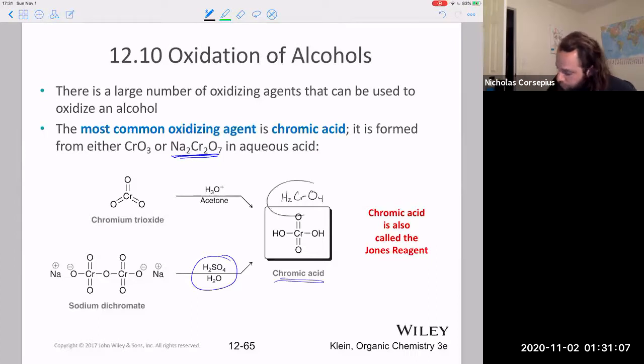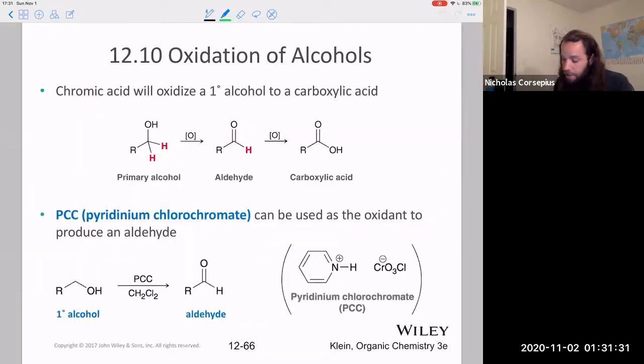This is what you want to spot. Being able to spot this is really important. But again, if you get surprised on an ACS exam, whenever you see chromium, you're thinking strong oxidizer. So what does this mean? Well, chromium is a strong oxidizer, so it will take a primary alcohol all the way to a carboxylic acid. You cannot stop at the aldehyde step when you're using a chromium-based oxidizer, or chromic acid.